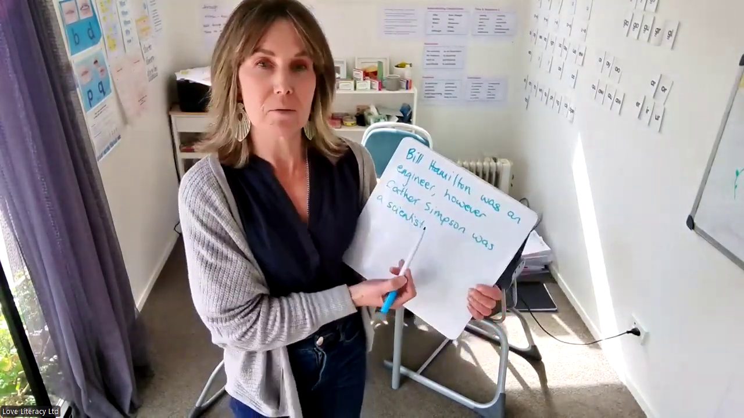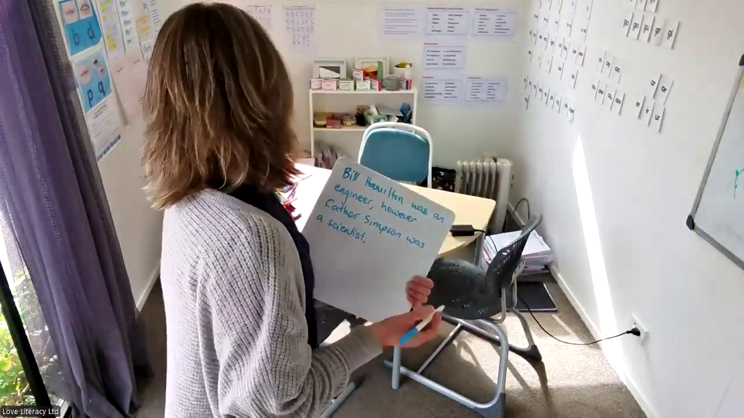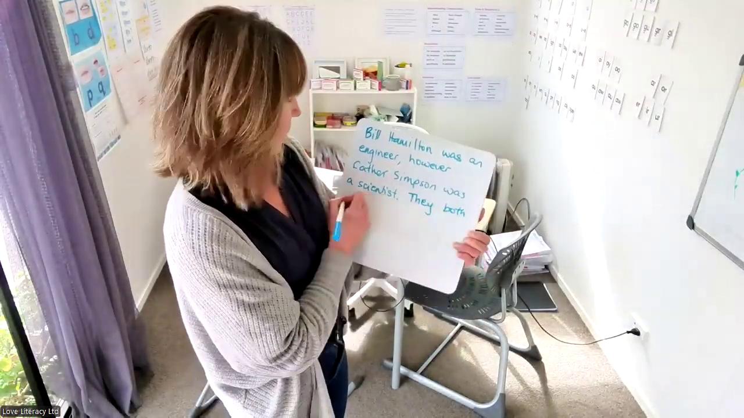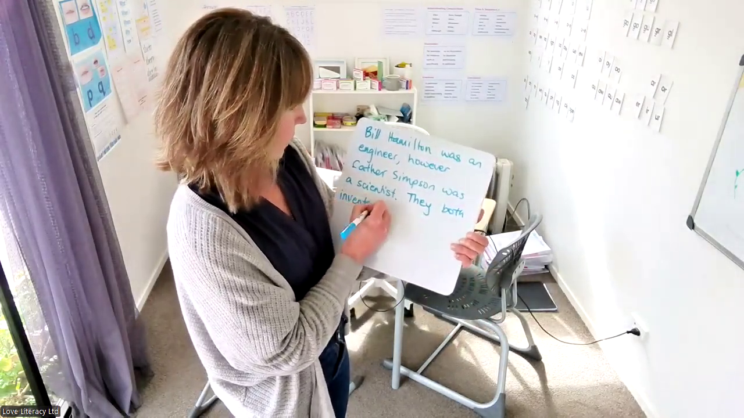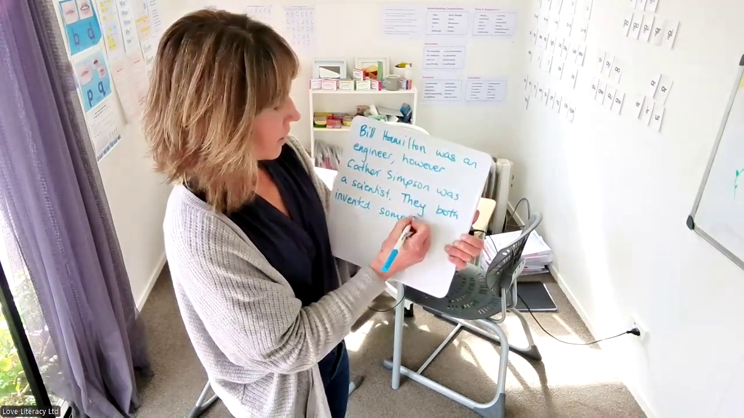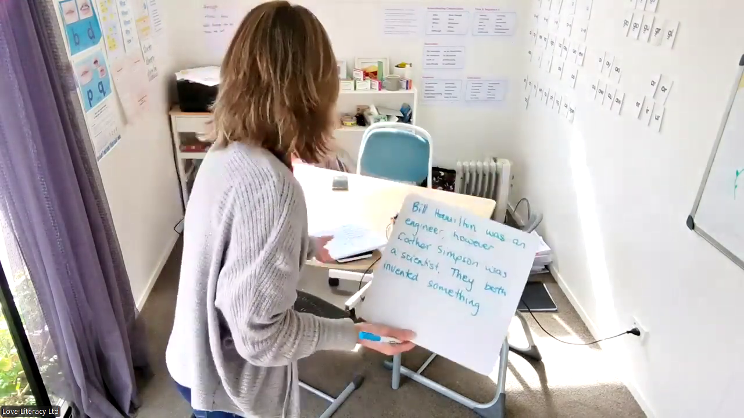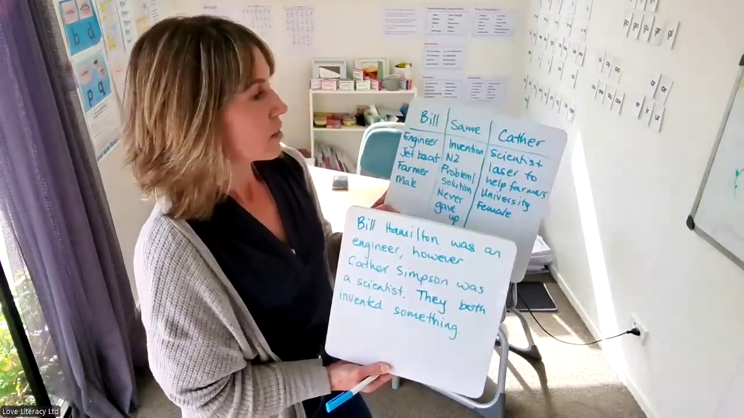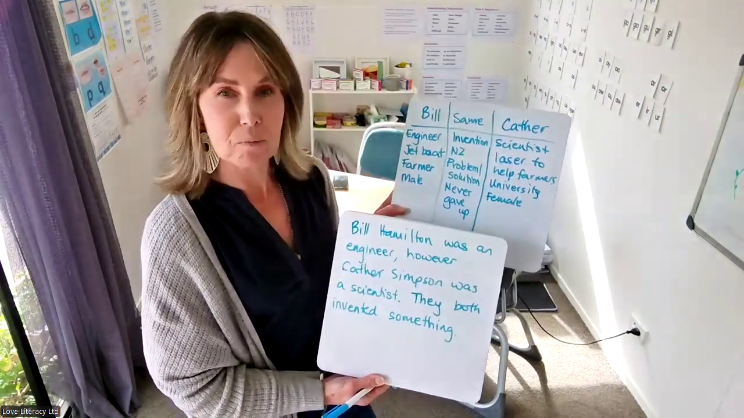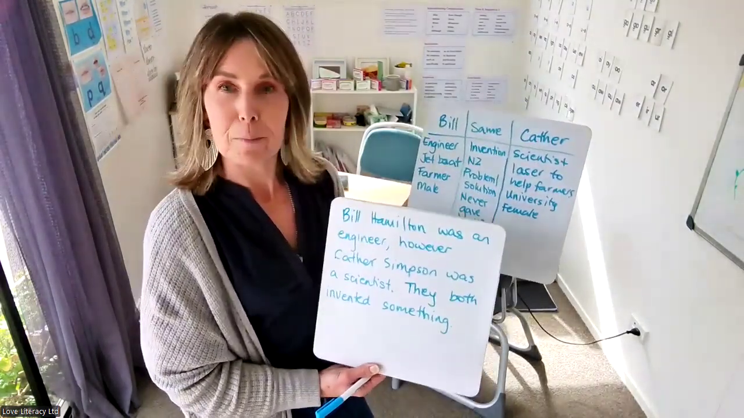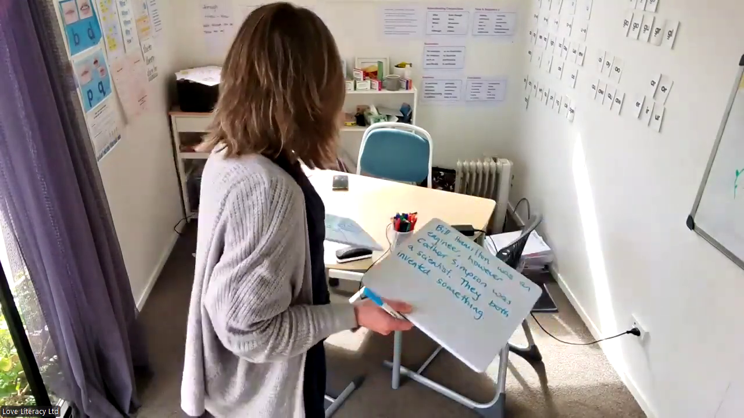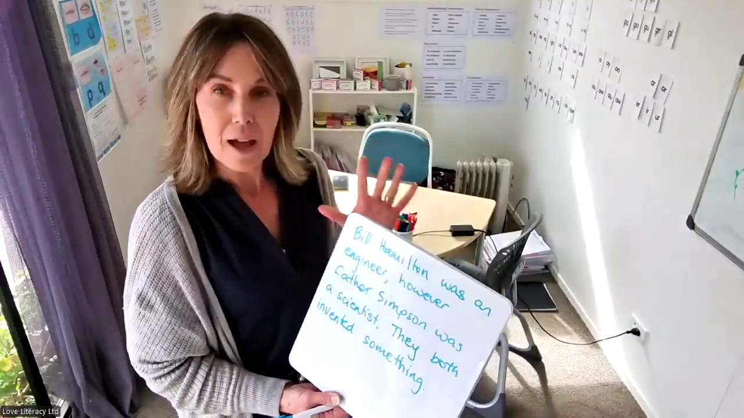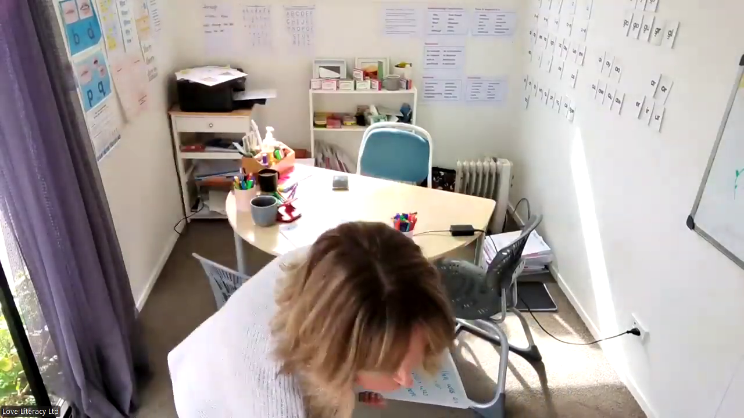After they do this, I then get them to put one similarity in there. They both invented something. Okay, and then this could actually really nicely tie into Bill Hamilton invented the jet boat. On the other hand, Kather Simpson invented a special laser to help farmers. They both came from New Zealand. So you can take it as simply or as complex as you like.